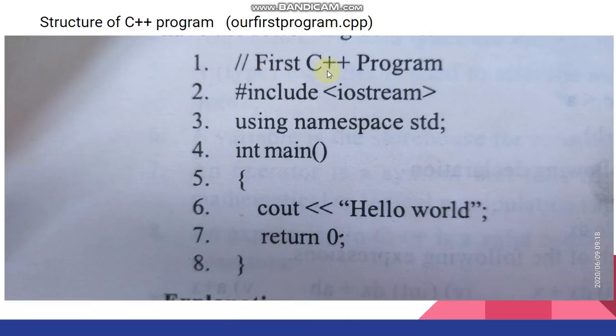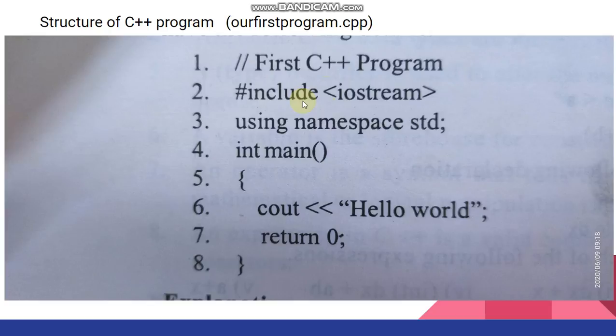The first line, that is first C++ program, is a comment line, commented by the double slash. Usually the compiler ignores this sentence because it is commented. The compiler usually ignores this first line.